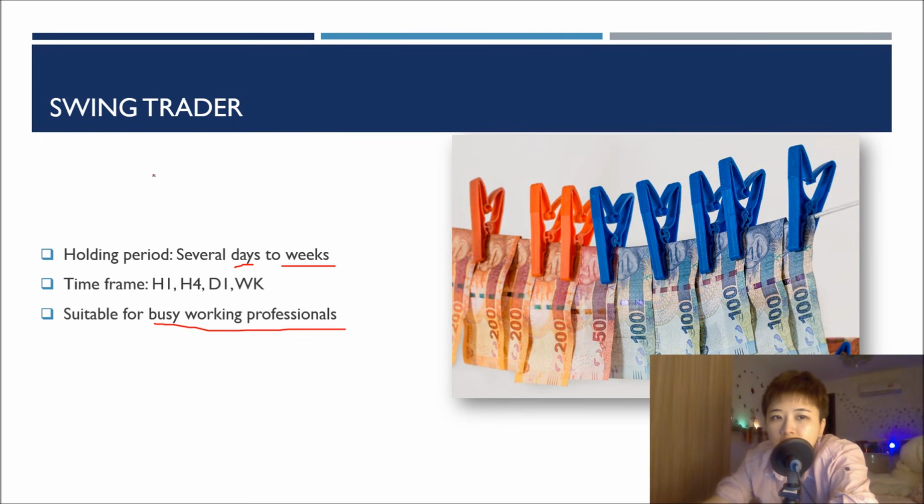So day traders, they focus a lot on technical analysis, but swing traders, they are technically and fundamentally focused. Of course, there are day traders who look at news as well, but their main focus is technical analysis.